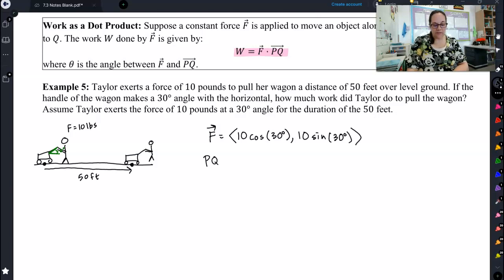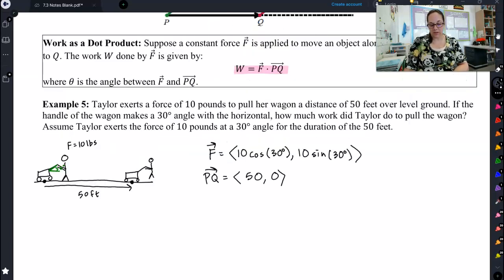Now let's find vector PQ. That is the distance she traveled. The first distance, it looks like she traveled 50 feet to the right. We know to the right is in the x direction. So 50 in the x direction. She did not travel any distance in the y direction, only 50 feet to the right. So here's our two vectors.